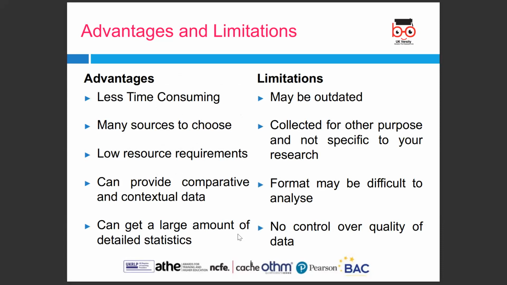So we've got advantages and limitations of secondary data. Firstly, it's less time consuming, which is an advantage. Many sources to choose from, low resource requirements. It can provide comparative and contextual data, and you can get a large amount of detailed statistics. Most of the sources of secondary data are easily accessible to researchers. Most of these sources can be accessed online through a mobile device. People who do not have access to the internet can also access them through print. They're also usually available in the libraries.